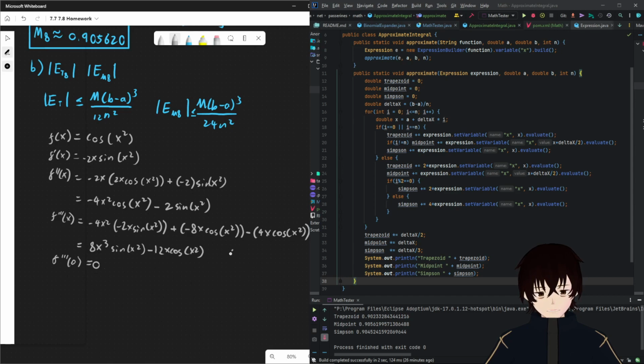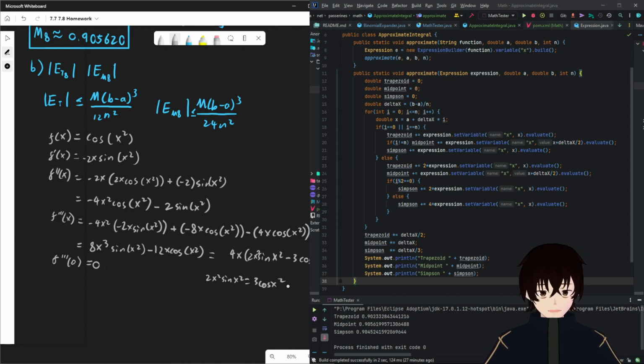4x times 2x sine x squared minus 3, this 2x squared cosine x squared. That doesn't really make it any more solvable. Two x squared sine x squared is equal to 3 cosine x squared.